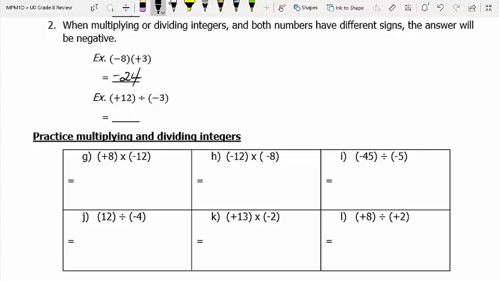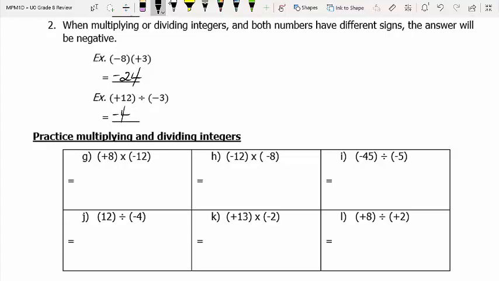Okay, positive 12 divided by -3. Positive number divided by a negative number is going to be a negative answer. And then 12 divided by 3 is 4. So you can always figure out what the sign of your answer is going to be first, and then you just have to deal with the numbers.